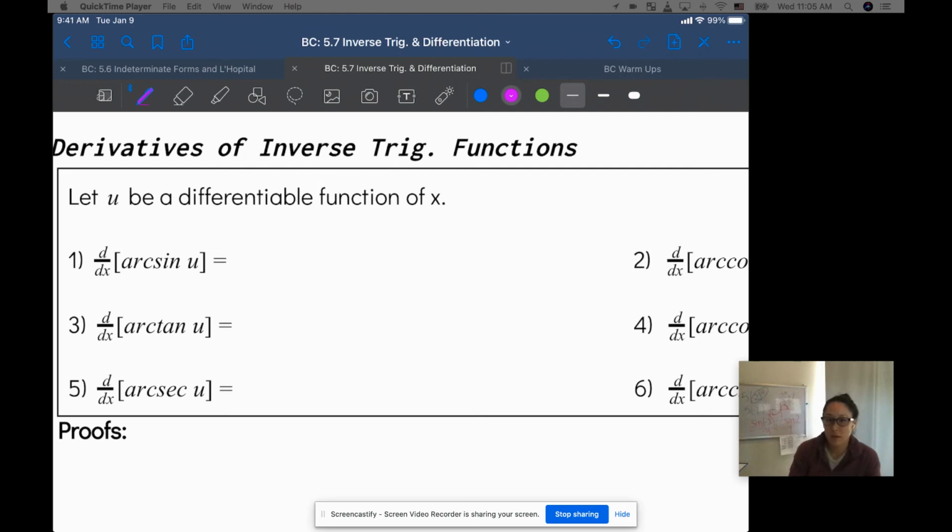Next up is derivatives of trig functions. And again, this is something that you're probably just going to want to memorize, but we're going to do a couple proofs as well, so you know where these come from. All right, let's do this.